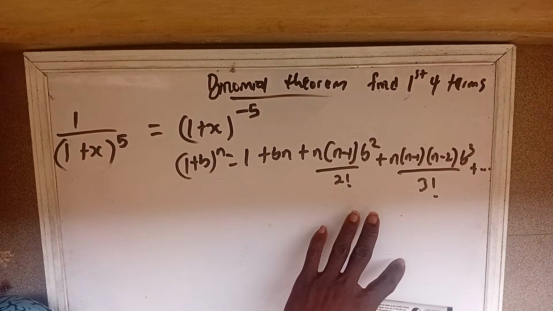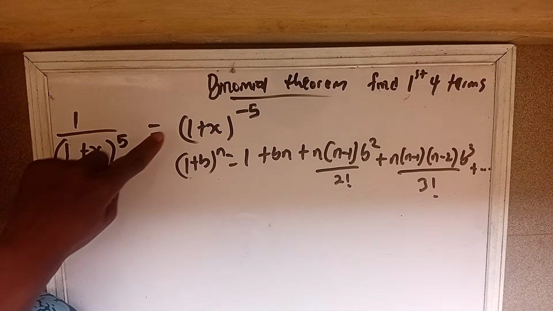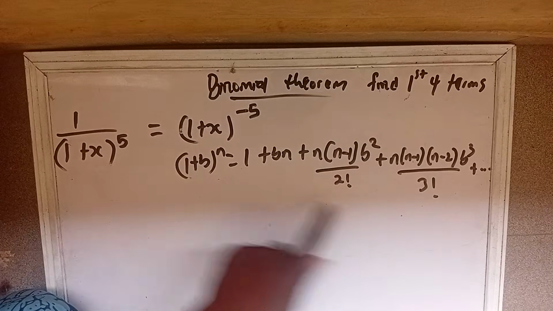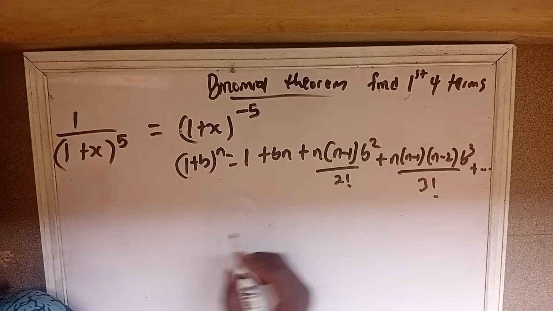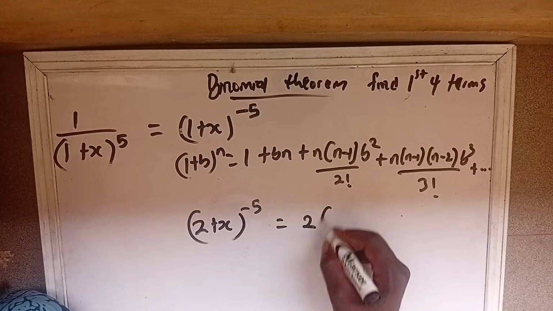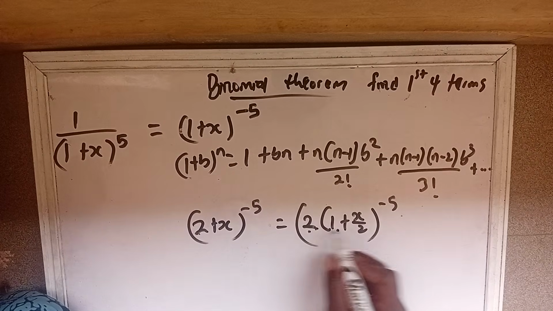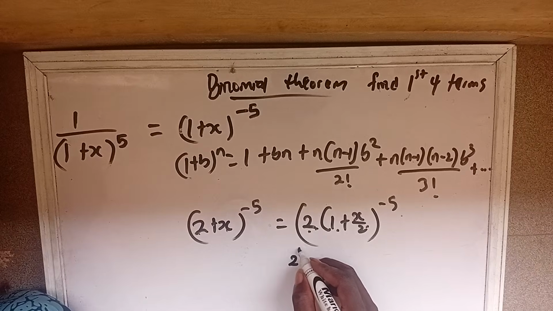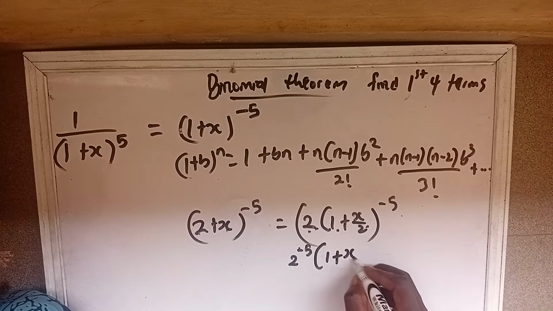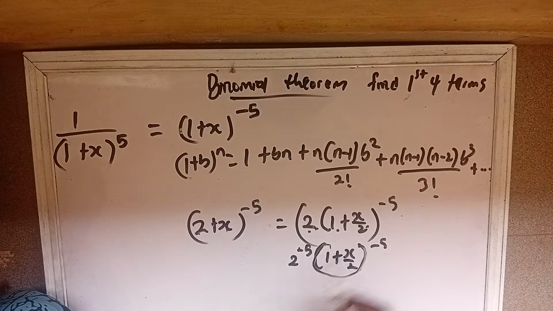This formula is only valid if you have 1 here. Even though if this is not 1, you can apply this formula by transforming this to have 1. For instance, if I have 2 plus x raised to the power minus 5, I can change it to 2 into 1 plus x over 2 raised to the power minus 5. 2 times 1 is 2, 2 times x over 2 is x. So this gives me 2 raised to the power minus 5 into 1 plus x over 2 raised to the power minus 5. Then I can apply this formula for this inside. Then whatever I get, I will multiply it by 2 raised to the power minus 5. Then I will now get my first four terms.